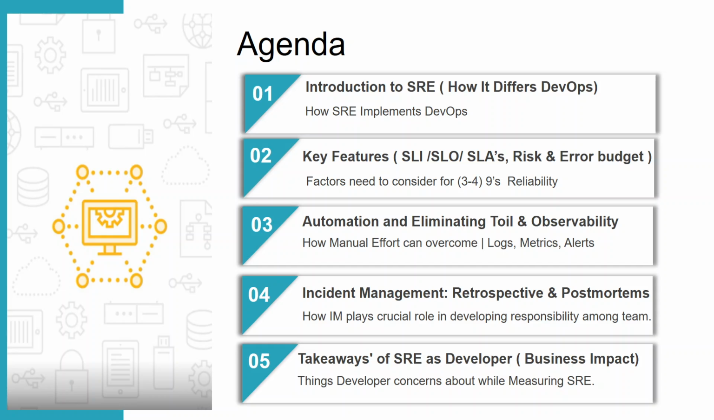I've divided this course into 5 modules. The first module is the introduction to SRE. In this module, which means today, I'm going to teach you what SRE is, how it differs from DevOps, and how SRE implements DevOps in the Google style. In the next module, I'll go through key features of SRE like SLIs, SLOs, SLAs, error budget, and also what Toil is and how to eliminate it, and incident management, retrospectives, postmortems, everything. So the first four modules will cover the complete basic features of SRE, to understand SRE from 0 to 100%.